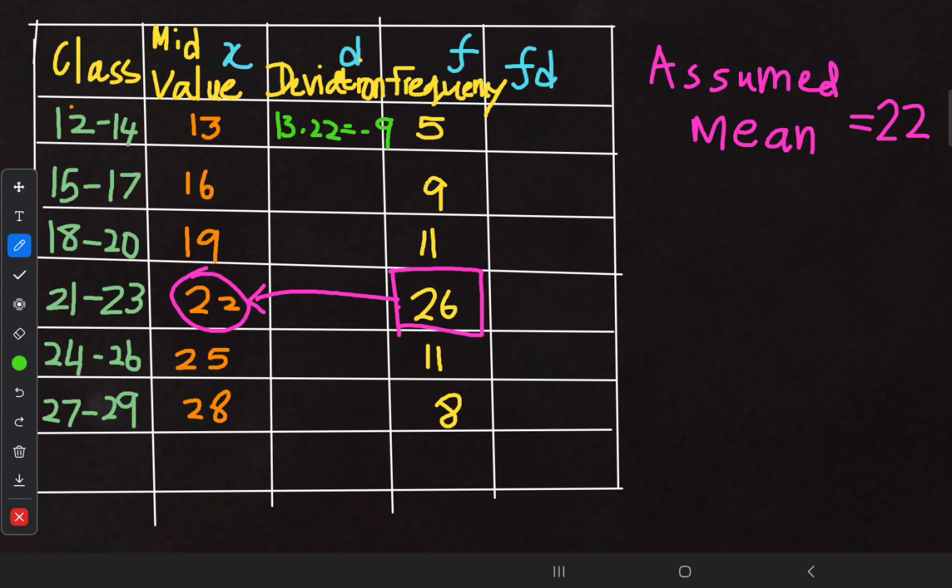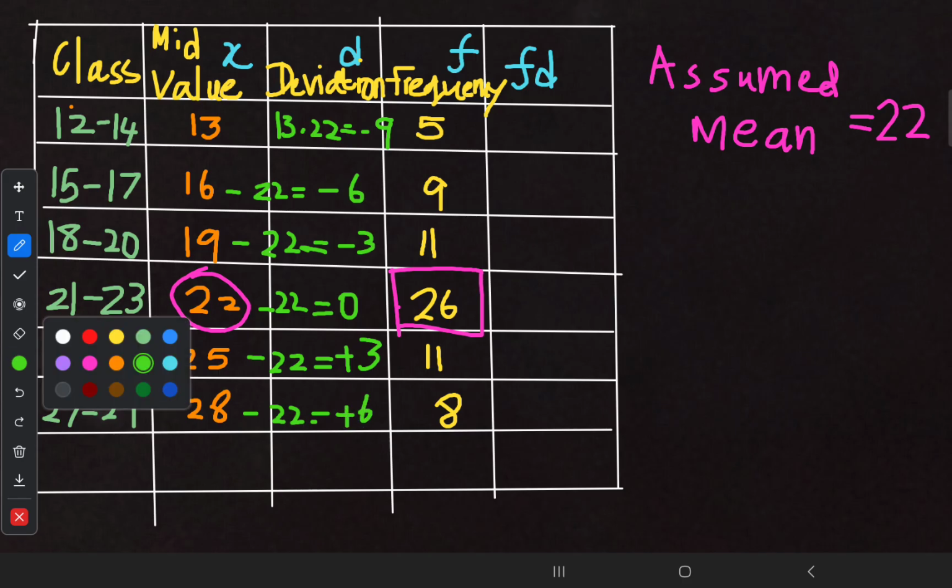Similarly, next, 16 minus 22 will give you negative 6. Then 19 minus 22 will give you negative 3. Then 22 minus 22 will give you 0. Then from 25, you should subtract the assumed mean, which is 22. So it will give you positive 3. Then 28 minus 22 will give you positive 6. Positive 6 is our deviation here.